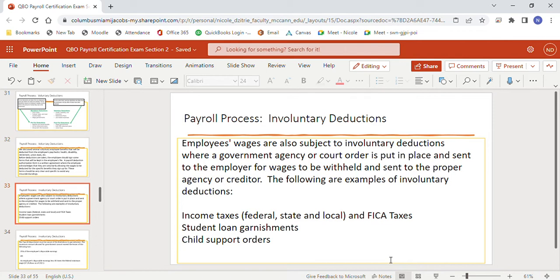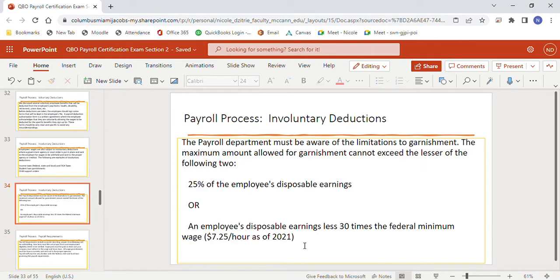So involuntary deduction, this is where your wages are being garnished. And the three examples are income taxes, so you owe the federal, state, or local income taxes, or any FICA taxes. Then you have student loan garnishments, so you're not making your loan payments, or child support orders. Those are three types of involuntary deductions.